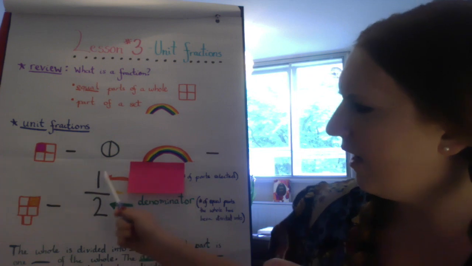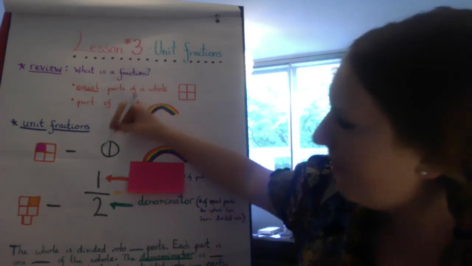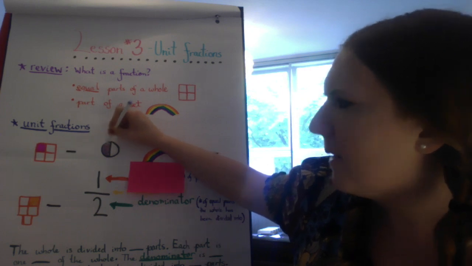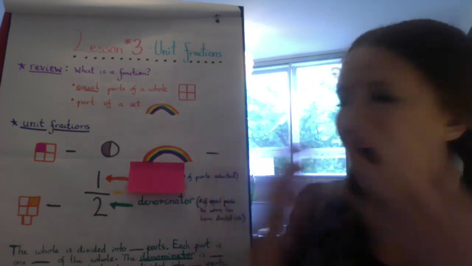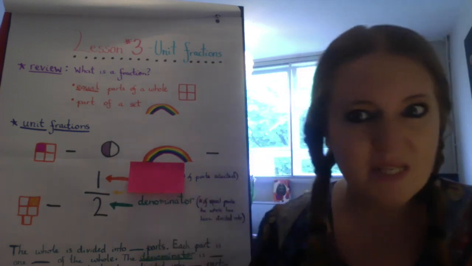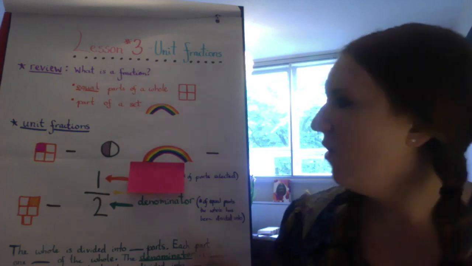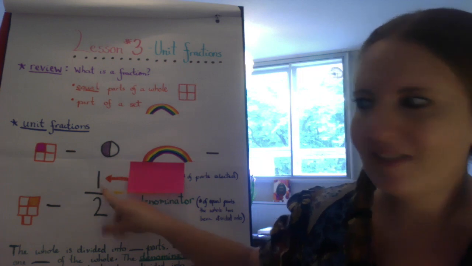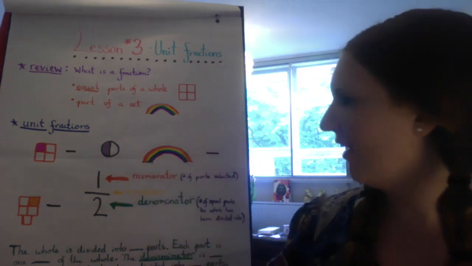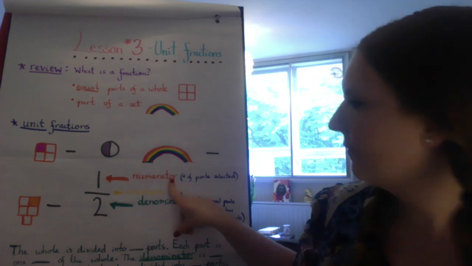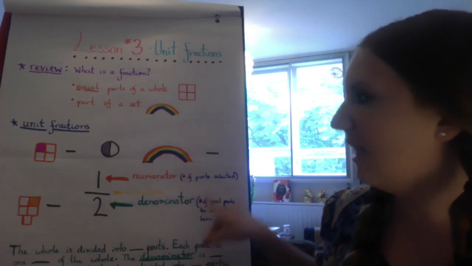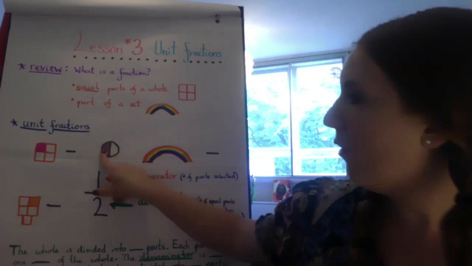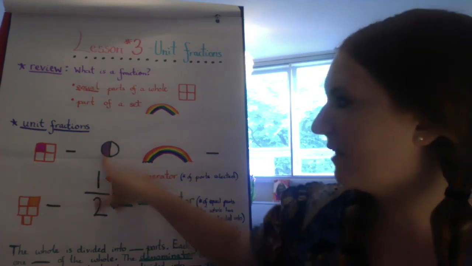Now, here I have another number on the top, and this is the number that you're selecting, that you're choosing. It might be a pizza, and I'm having 1/2 of that pizza, or it might be a biscuit, and I'm sharing it, and we each get a half. We each get one part of the two. Now this is called a numerator. So your numerator is the number of parts selected. My whole has been divided into two, but I've only chosen one part in this case.